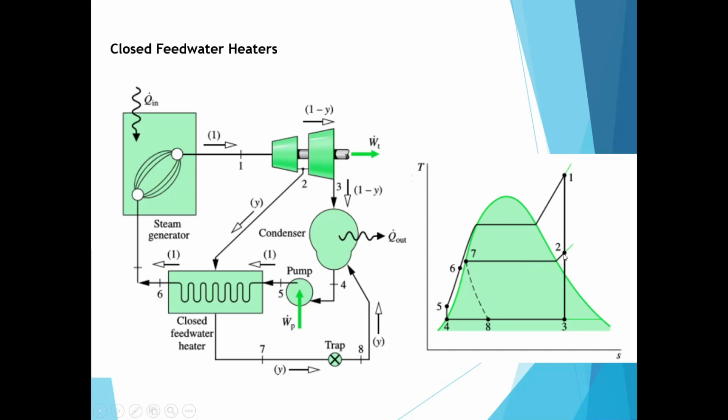is equal to the heat rejection, or the heat that is dissipated from 2 to 7, right? Then you have the trap, again a regulator here to match the pressure, and then it will be added somewhere in the middle of the condenser, right? So this is the TS diagram for closed feed water heaters, right?